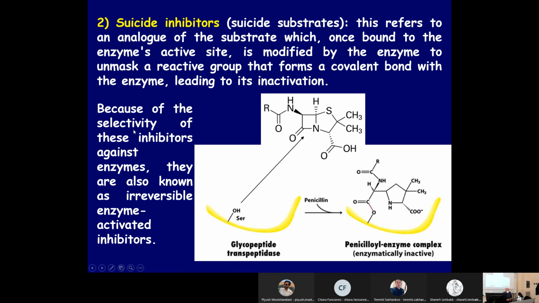There is a second group of inhibitors, irreversible inhibitors, called suicide inhibitors. Why this term? Because this type of compound is normally not active. So we can use this compound, but they are not active.